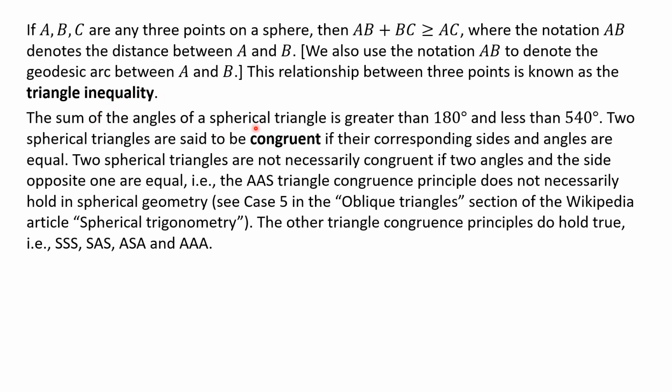The sum of the angles of a spherical triangle is greater than 180 and less than 540. You may want to think about triangles on a globe to kind of get a sense of why this is true. Two spherical triangles are said to be congruent if their corresponding sides and angles are equal. However, the angle-angle-side congruence doesn't hold necessarily for spherical geometry.